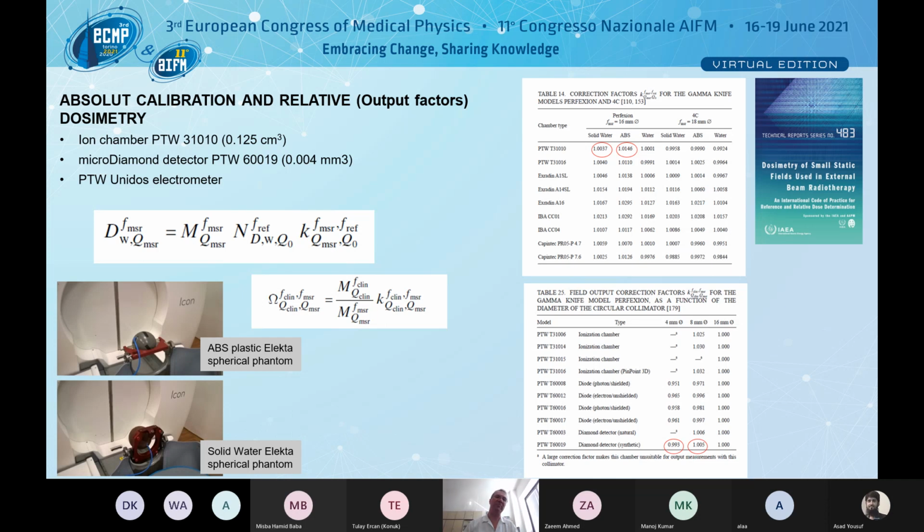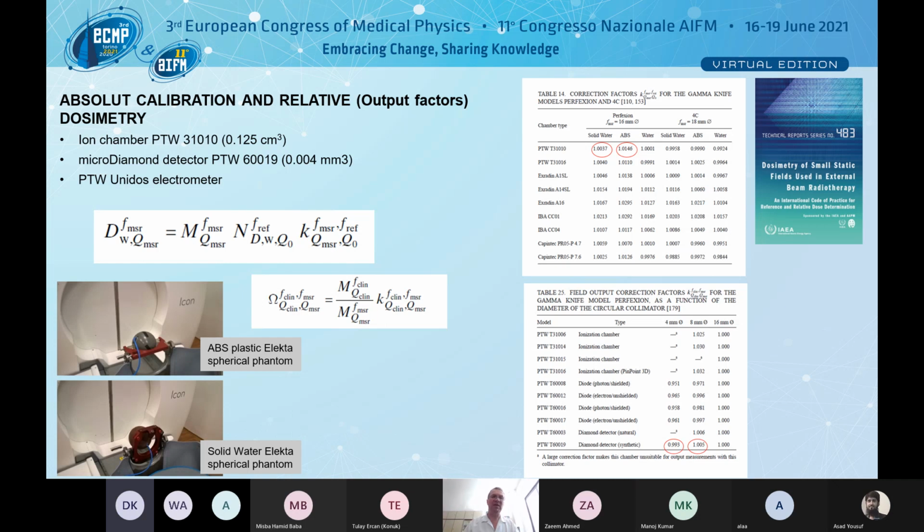Unless it comes with your system, it's costly. I think it's something like 50,000 US dollars. Don't quote me. I don't know the current price, but it's a pretty expensive phantom. You can ask your local representative of Elekta, of course.